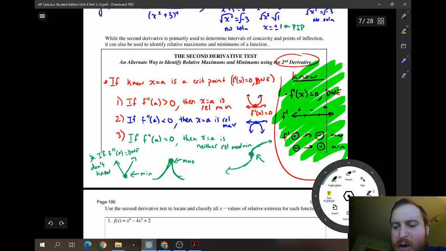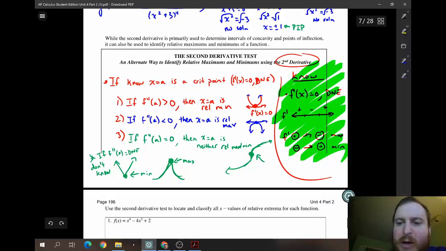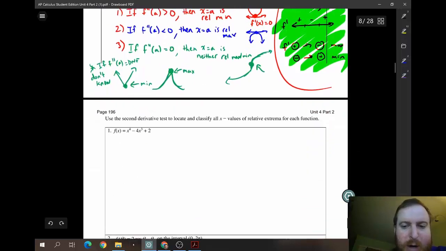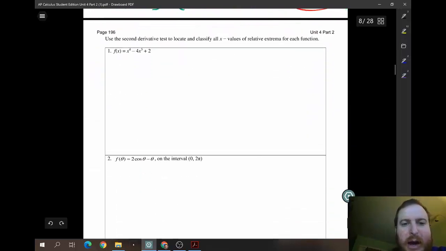And honestly, I never do the second derivative test unless I have to. I do this process 99% of the time. But I do want to practice it. It is important just to see it in action and to be able to do it just in case we do have to do it. And some people like this way better.